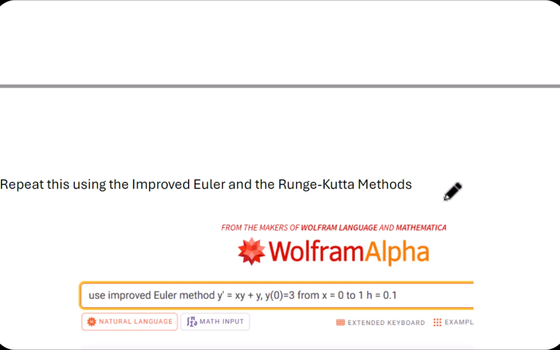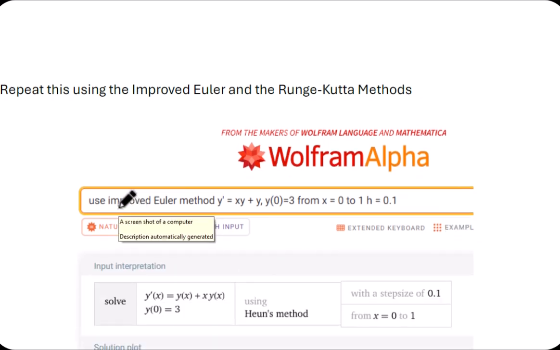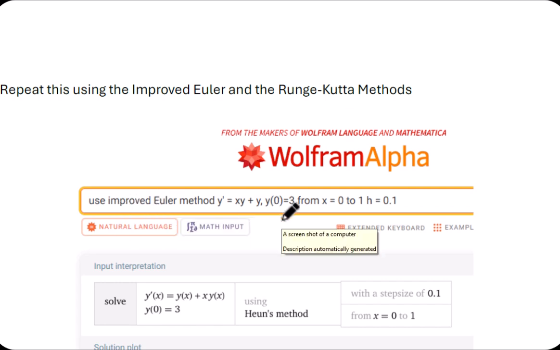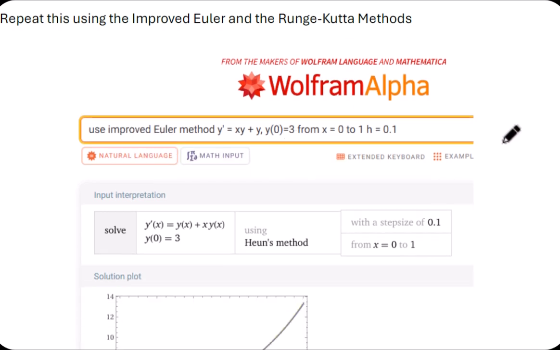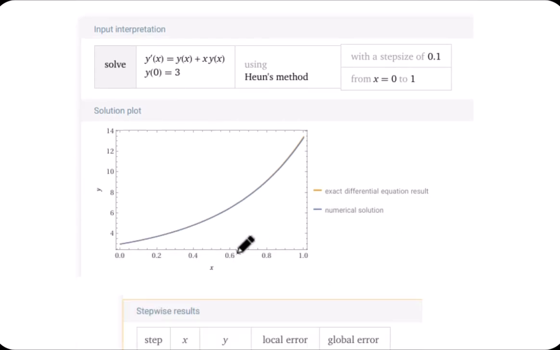All right, we're going to do this for the improved Euler and the Runge-Kutta methods. So the only difference is you use the word improved. Wolfram Alpha calls that by another name, which is okay. Step size again is 0.1, going from 0 to 1. And you can see there the exact solution and the numerical one are pretty good there.